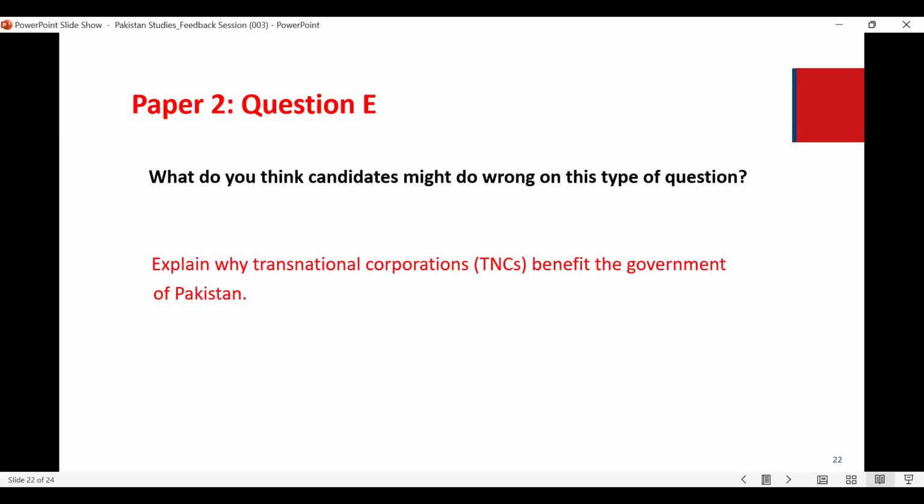Now, what candidates typically do wrong on this type of question is they talk about the TNCs, but they don't explain the benefits. So again, it's all down to reading the question. It really is. Also, we do see candidates, if they get it wrong, explain the benefits too generalized, not the government of Pakistan, but Pakistan in general. So talk about perhaps investment, helping out when there's a natural disaster, something like flooding.